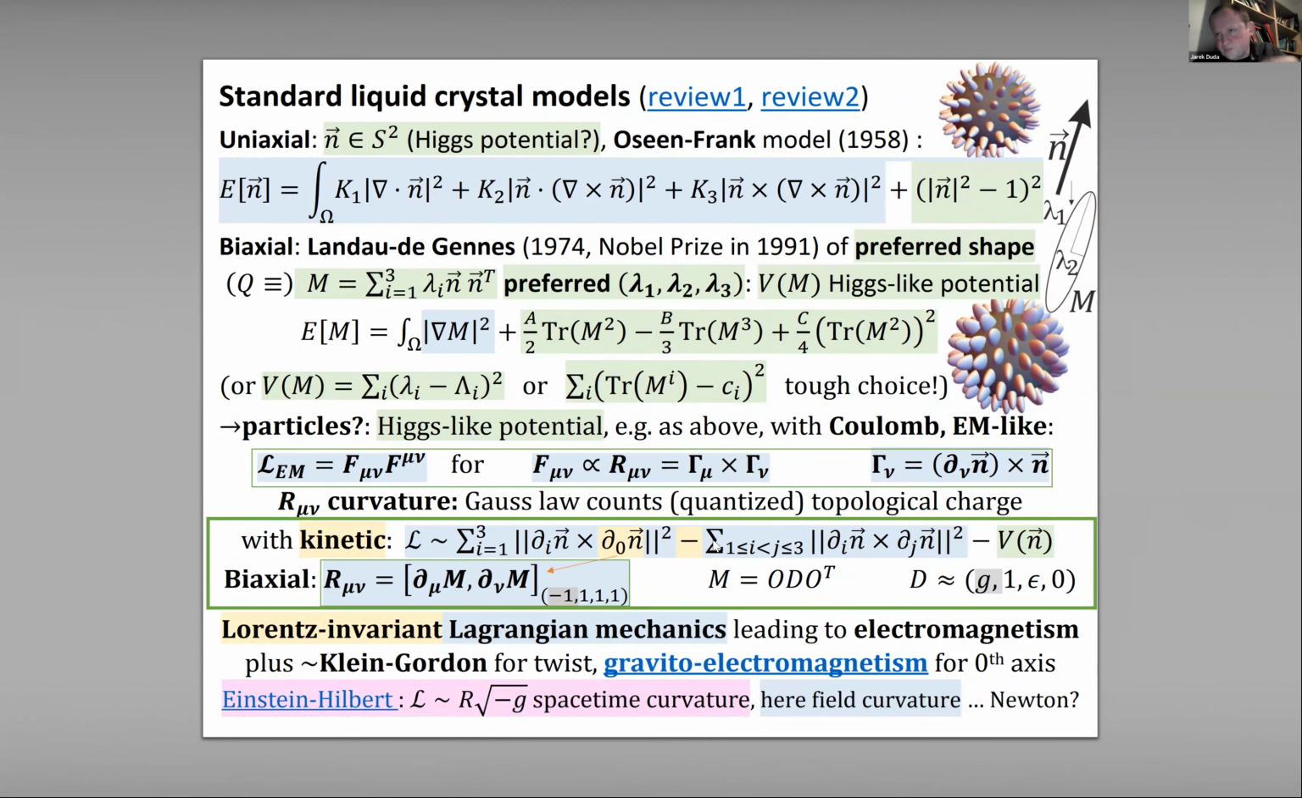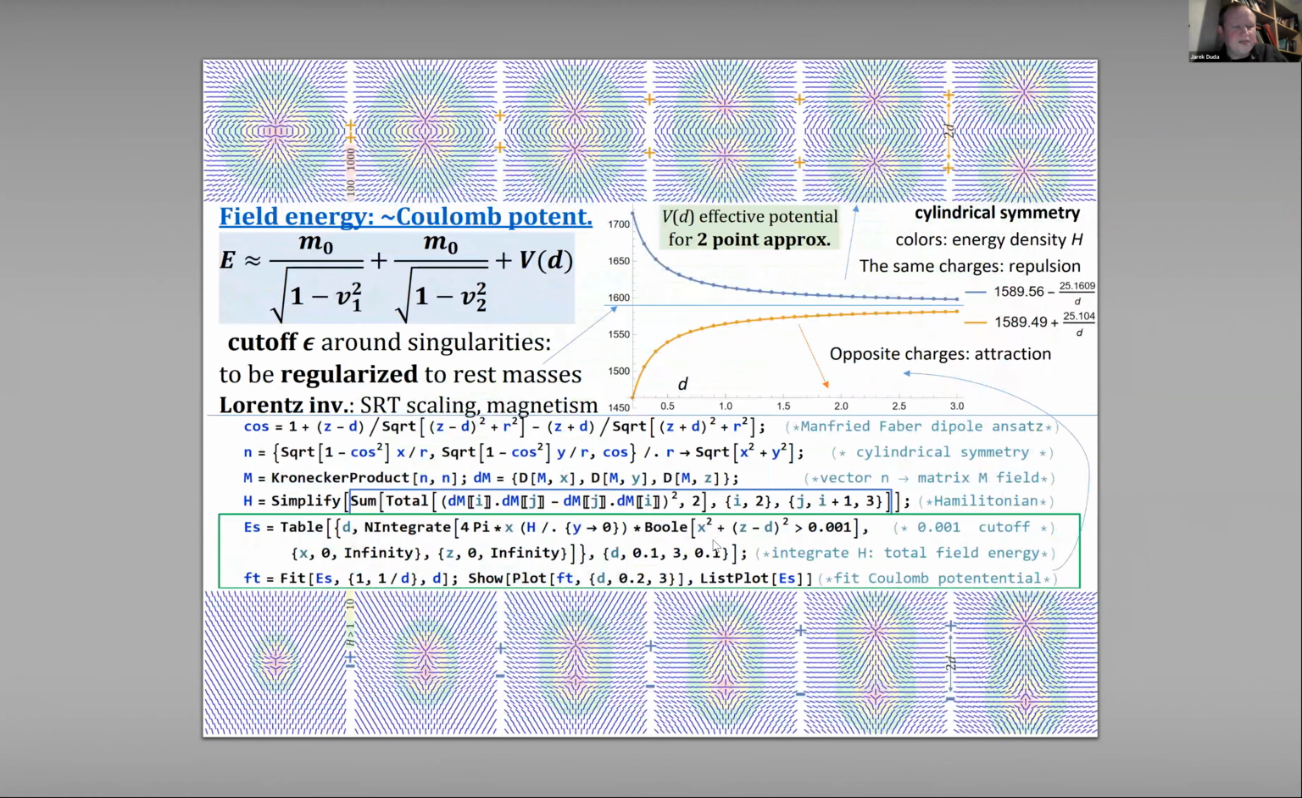So the first property of electromagnetism is the Coulomb interaction. So here is a simplified derivation from Manfried Faber. We take two topological defects in this field of unit vectors, which should be regularized in the center. Now it's infinite energy, but it has to be regularized. Now it's a cutoff, but finally this cutoff should be regularized using the Higgs potential.